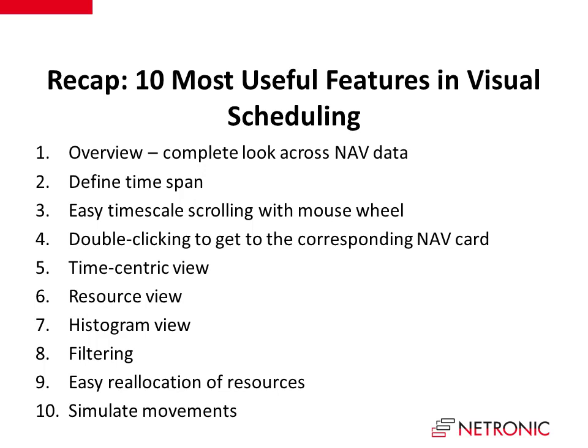And then for the 8th feature, we looked at filtering. Okay, so filtering on different criteria within the scheduler. For 9th, we did easy reallocation of resources. So I was dragging and dropping across multiple resources. Okay, easily reallocating right on the schedule. And finally, feature number 10 is the ability to first simulate movements, simulate changes before you need to save it and commit it back into NAV. And with that, we've gone through the 10 most useful features of visual scheduling in 10 minutes.